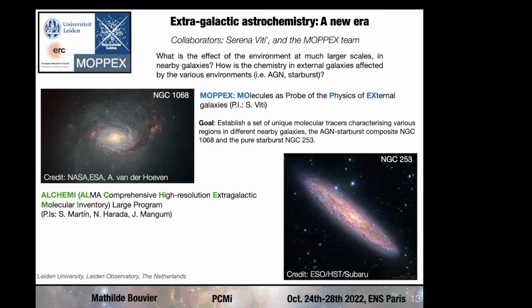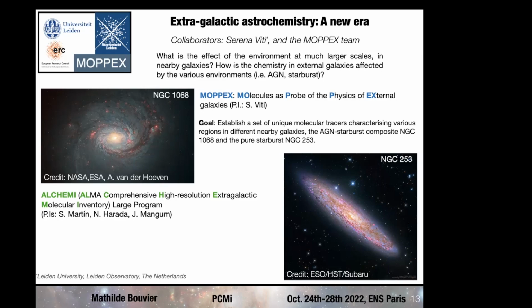And I would like to spend the last time to explain what I'm doing now. I am at Leiden University in the group of Serena Viti. In the same way as I was interested in the effect of environment on the variation of protostellar chemical diversity, I'm also interested in what happens at a much larger scale, the scale of a galaxy, and how the chemistry varies from an AGN galaxy to a starburst one. This is why I was very glad to join the MOPEX group, where the goal is to compare two galaxies: a composite AGN-starburst galaxy, NGC 1068, and a pure starburst galaxy, NGC 253.